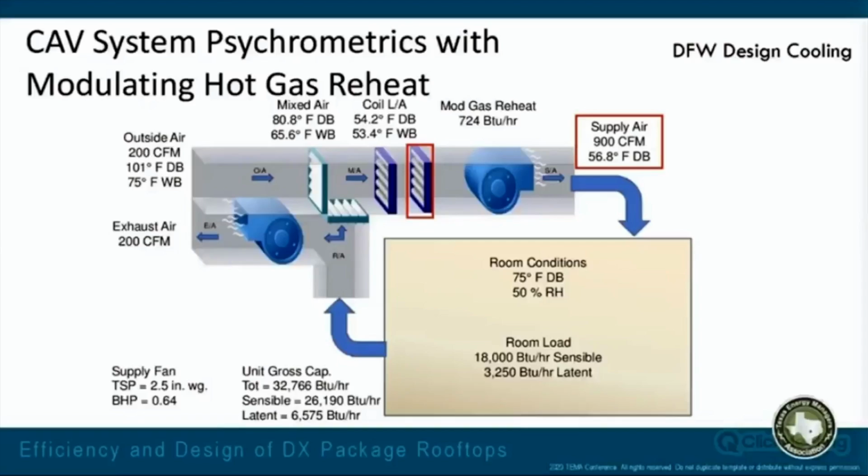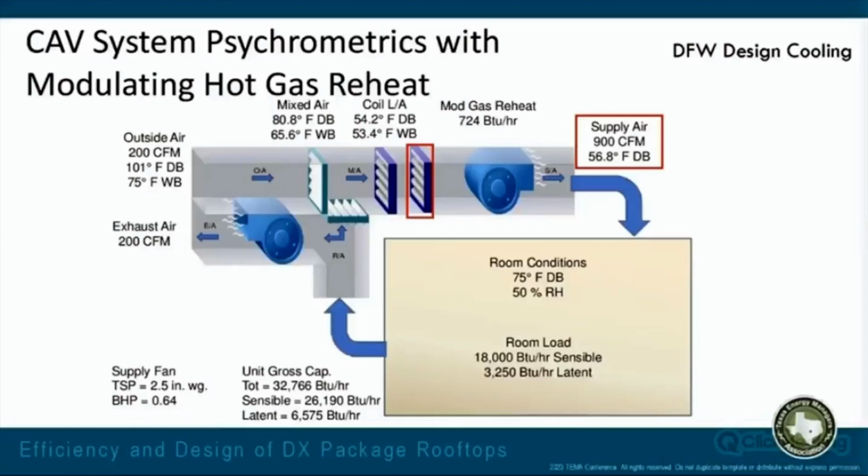But in this case, now we have 2 methods of control. We can control the dry bulb temperature by adjusting the leaving air temperature from the unit, but we can also control the relative humidity because we added that reheat coil in there. That is, in this case, a modulating hot gas reheat coil. It uses the condenser side hot gas from the refrigerant to reheat the air after you cool and dehumidify it in the evaporator coil. So we're going to cool that air down to 54.2 degrees coming off the cooling coil and add 724 BTU per hour using our modulating gas reheat. And now we can provide 75 degrees and 50% relative humidity.